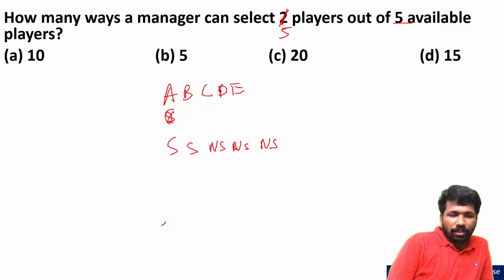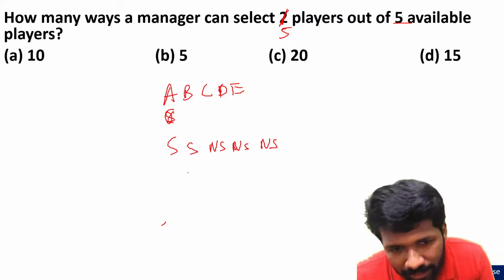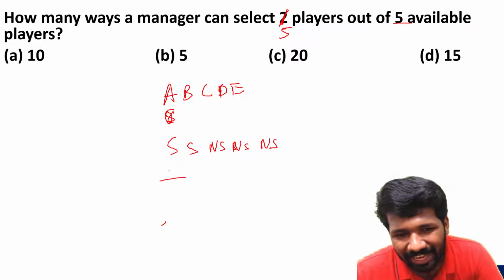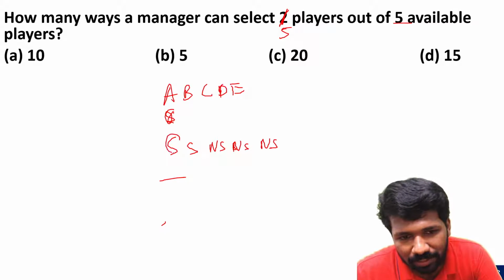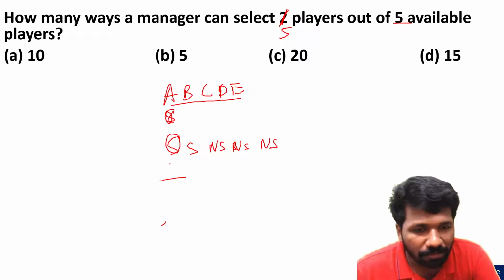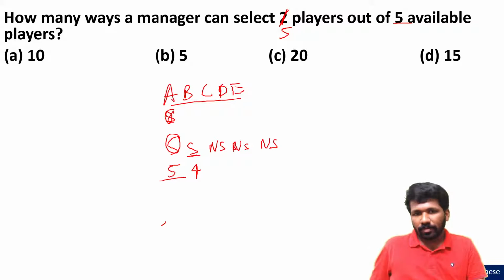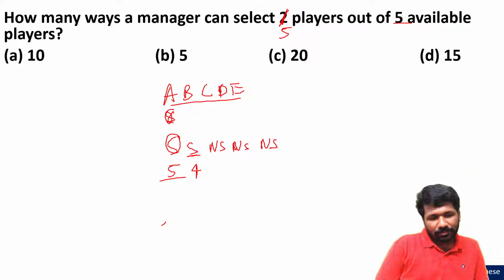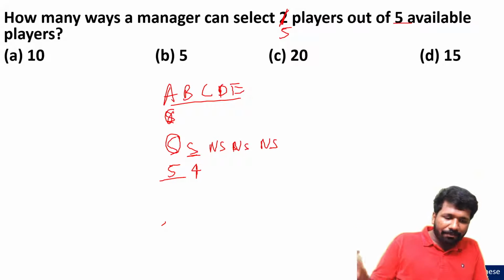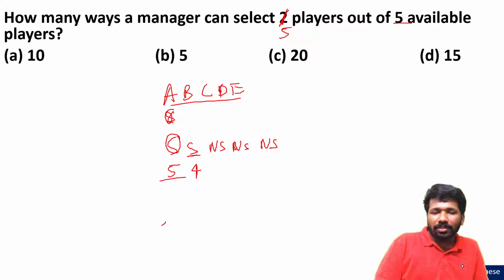Now the two people selected, how many ways can I select that? The first person, I can select from the 5 people. The second person I am selecting, how many ways can I do that? In 4 ways. All of you are understanding? Now the remaining 3 people will anyway not be selected at all.